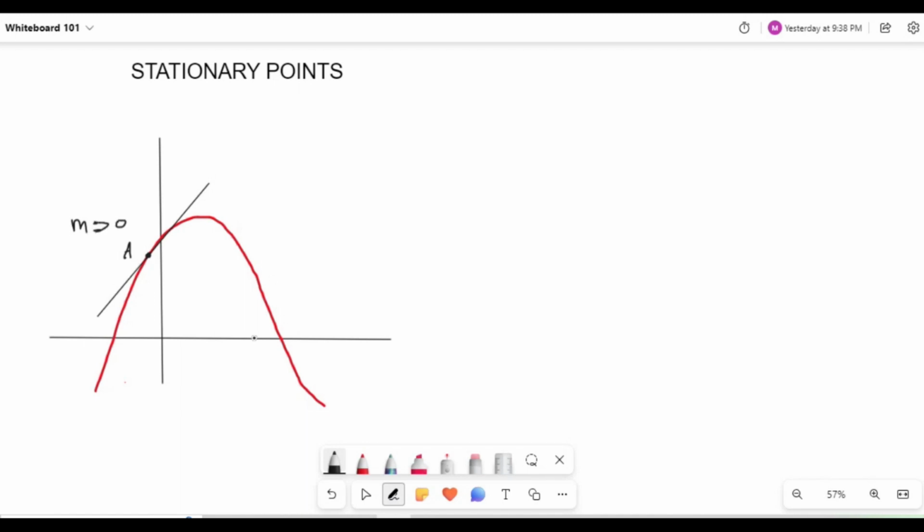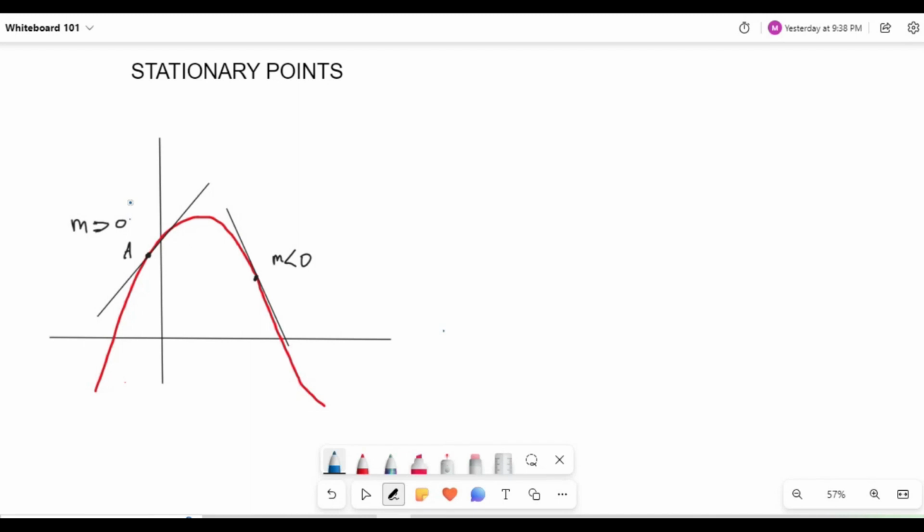Because somehow it's inclining. It's moving up. So the gradient is gonna be greater than 0. And at this particular section, if we have any intersection point, a tangent line that intercepts any point here, you know the gradient is gonna be less than 0 because it's declining.